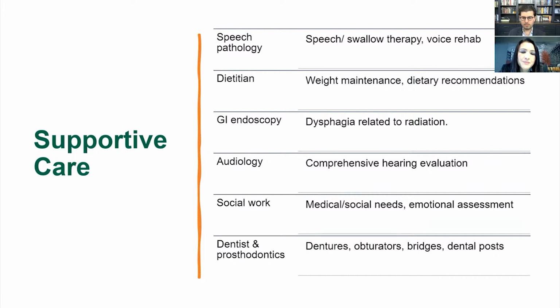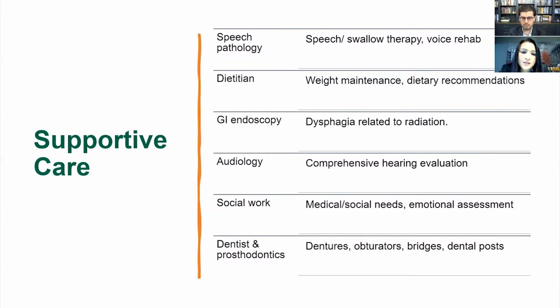Family support can be very limited in these head and neck patients. So we have to make sure that there is a social worker or a case manager that they can talk to concerning some of the medical needs, such as transportation to their visits, social needs, and emotional assessment. As you know, these patients deal with a very tough disease, and it can be very hard on them, especially when their social support is very limited, as most of our patients are.